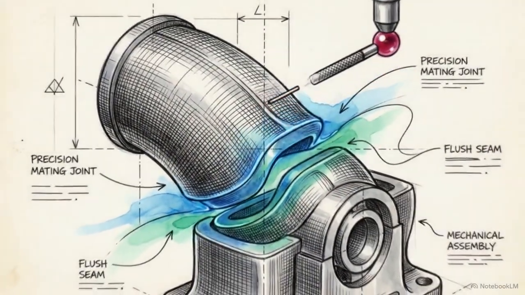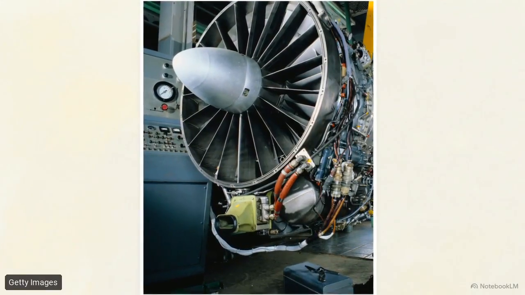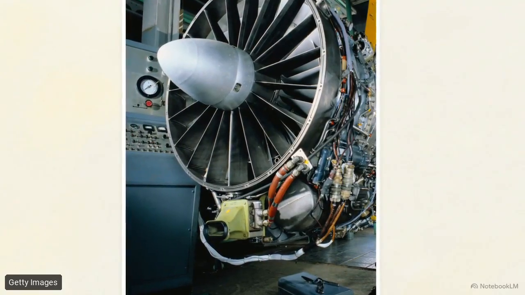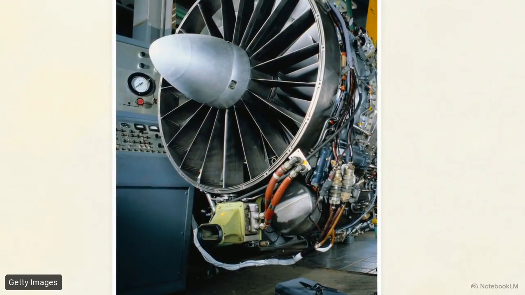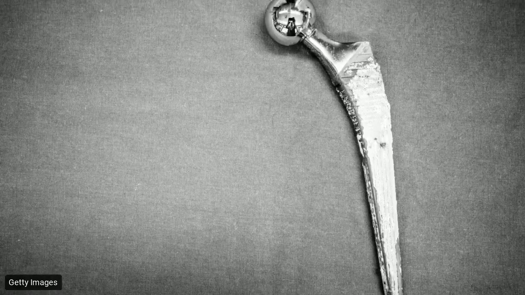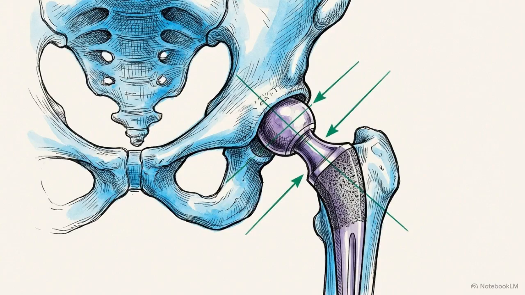caused by over-tolerancing. Look at these engine turbine fan blades. In aerospace, profile controls are necessary for maintaining the precise aerodynamic efficiency required across these complex curves. In the medical technology sector, parts like this titanium hip replacement rely on profile controls. Its organic, asymmetrical shape must integrate with human anatomy to function as intended.